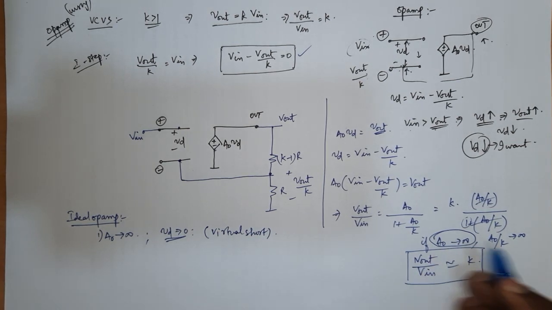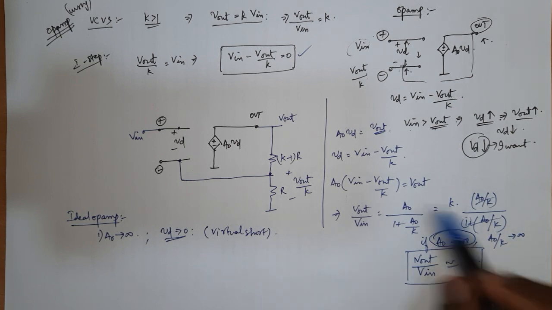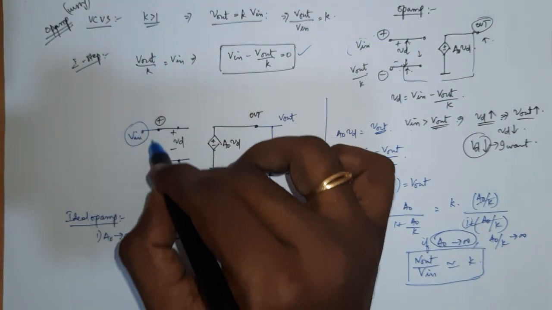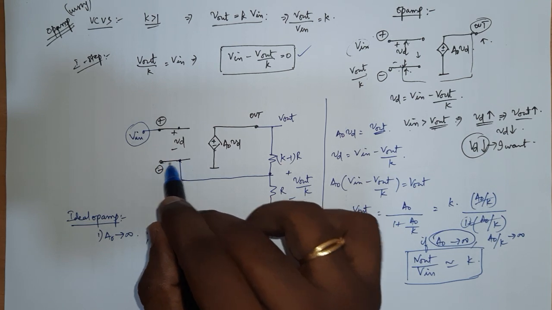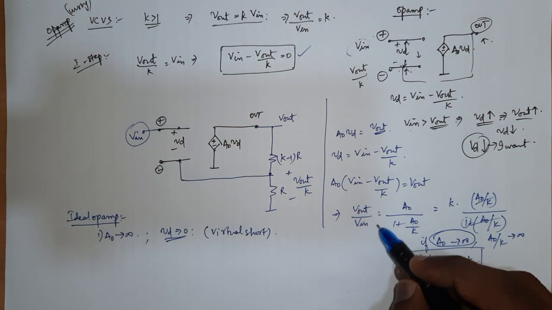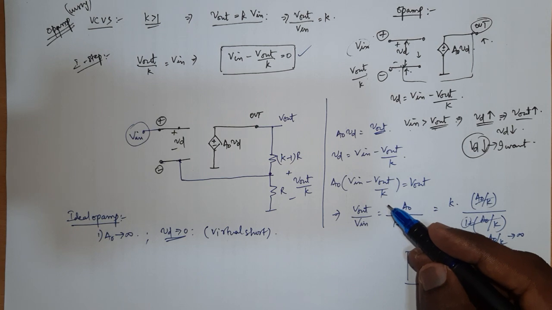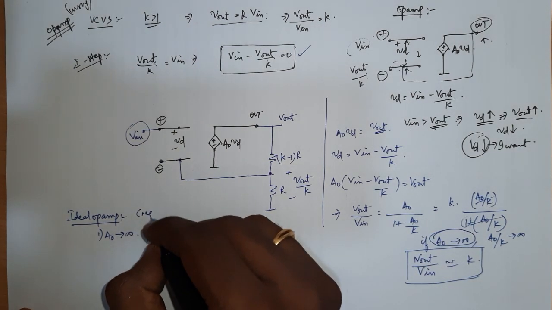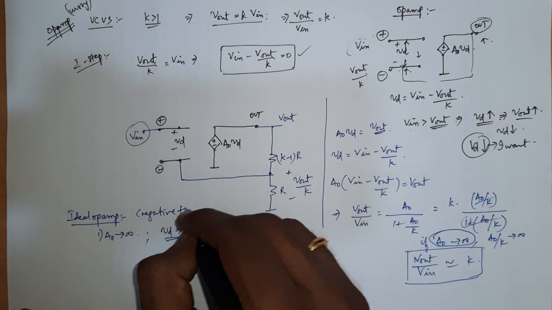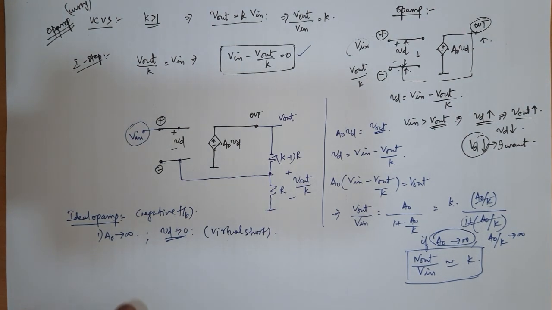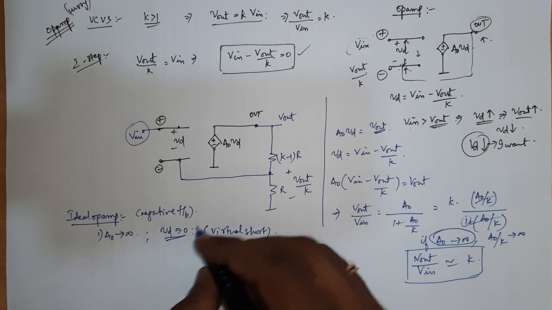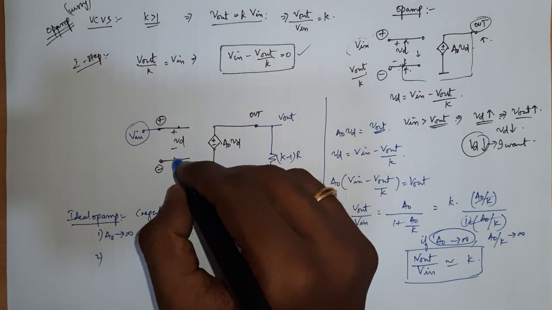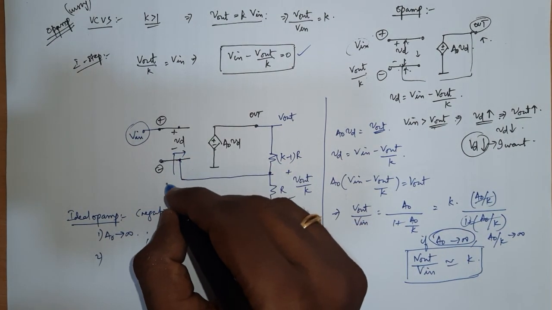So this concept is called virtual short in op amp. In a case that you suppose have one voltage to be V in here, you can safely assume that this voltage is also V in, provided the op amp is in negative feedback. Okay, if you have an ideal op amp in negative feedback, then as long as A0 tends to infinity, your Vd tends to 0, and you can assume virtual short.